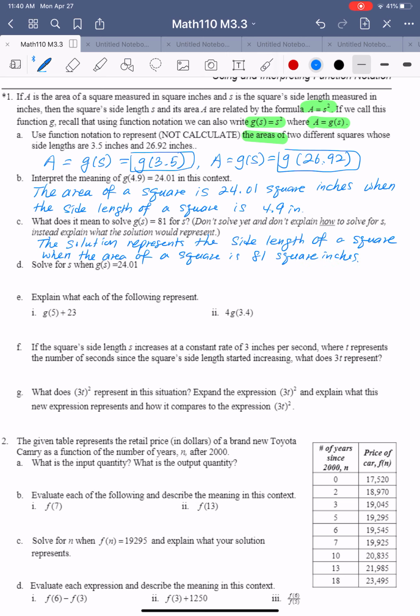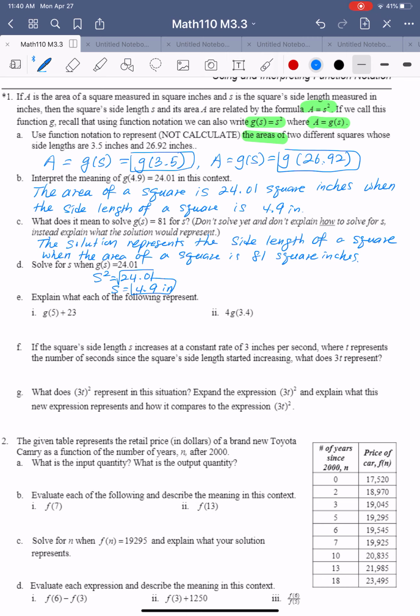Okay, all right, so now solve for s. Solving for s means g of s actually represents s squared here. So if you look here, g of s represents s squared, right? So using substitution, s squared equals 24.01. And then to solve for s, you put the square root on and it becomes about 4.9 inches. But we only take the positive s though.